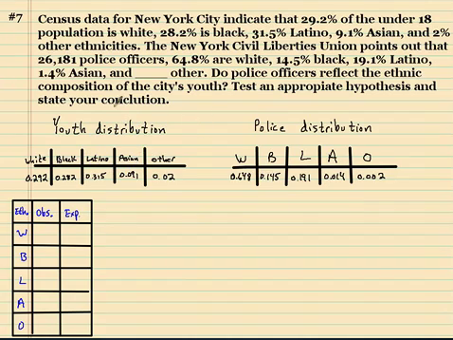So this problem says this is the youth in New York, and this is the police, the youth distribution of ethnicities in New York, and this is the distribution of ethnicities in the police department. So they want to say, does the police follow the same distribution as the youth? Okay, and notice they take, this is how many police officers, so this is everybody. So this is actually what we observed, and this is what would be true or real. So let's go ahead and start off and get in our expected and our observed list.